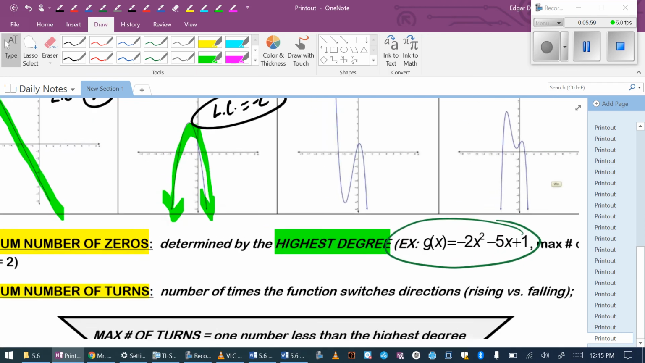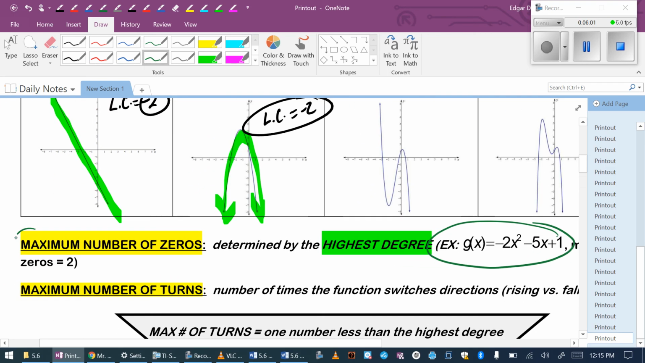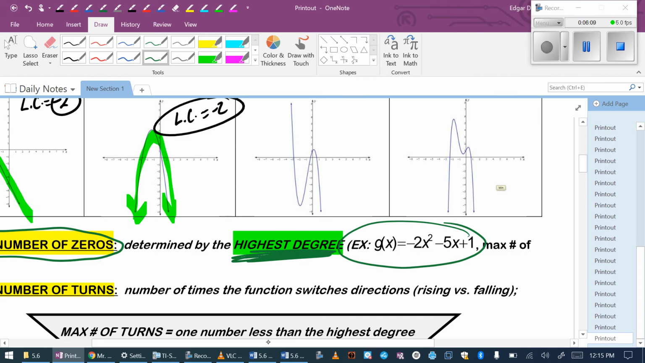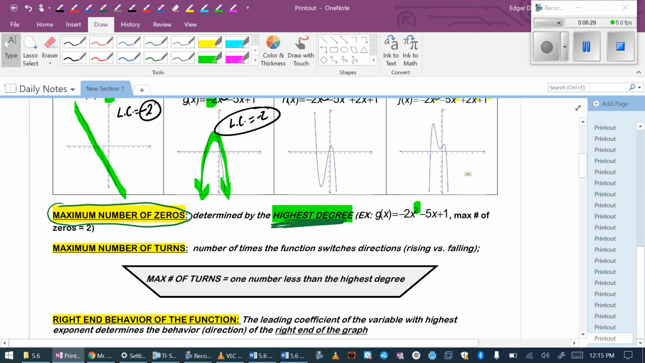Now, the maximum number of zeros that I could potentially have here is determined by the highest degree, okay, in the function. So, what is the highest degree in my example right here? Well, the highest degree, let's see. There's a 2, there's a 1, and then there's nothing over here at all. So the highest degree here, guys, is right here. Highest degree is 2. So my example has a highest degree of 2. So guess what, guys? The maximum number of zeros that I can have in that function is exactly 2.